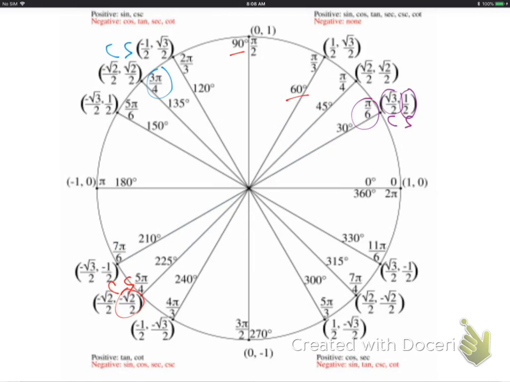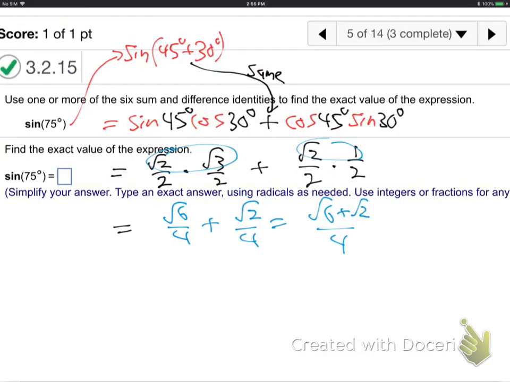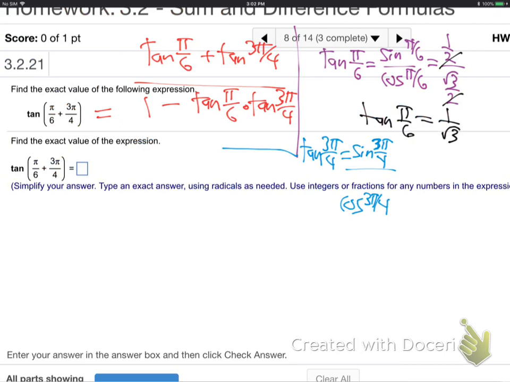Cosine, sine. They're the same. Cosine is negative root 2 over 2. You can barely see that negative sign. Negative root 2 over 2 and sine's positive. So cosine is negative root 2 over 2. Sine is positive root 2 over 2. So what's tangent then of 3 pi over 4? Negative 1. Everybody good? Because positive over negative is negative, and the same thing over itself is 1.